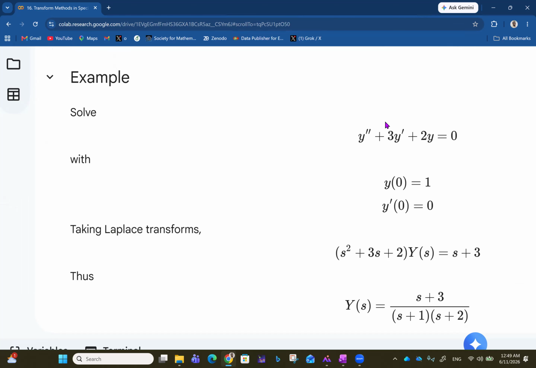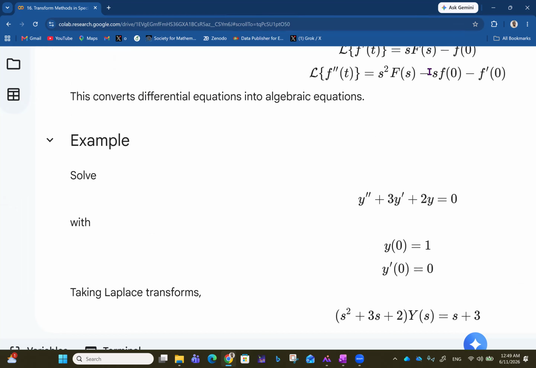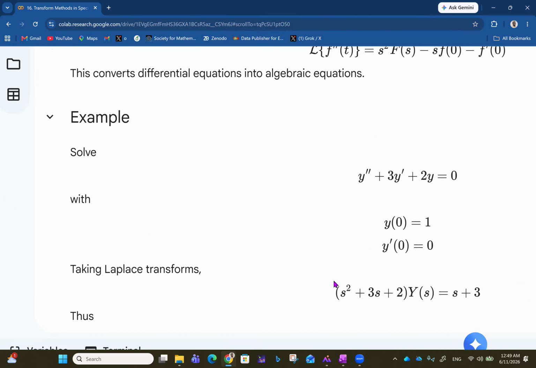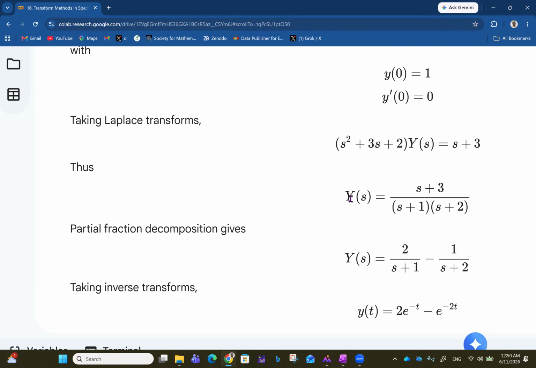So if you take Laplace transforms of y double prime plus 3y prime plus 2y, for y double prime, this is what you have. You have s squared Y of s minus all of this. By the time you factorize all of that, you end up getting s squared plus 3s plus 2 times Y of s, and that is equal to s plus 3 by the time you tidy all of that up. And then you have Y of s to be s plus 3 over s plus 1 into s plus 2. And then you can have partial fraction decomposition of this, which becomes Y of s equals 2 over s plus 1 minus 1 over s plus 2.